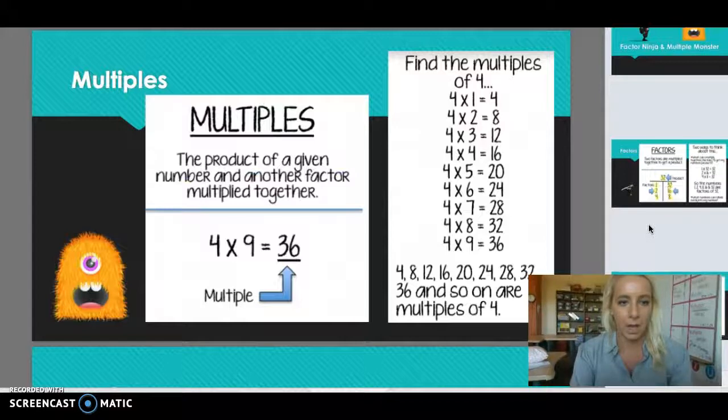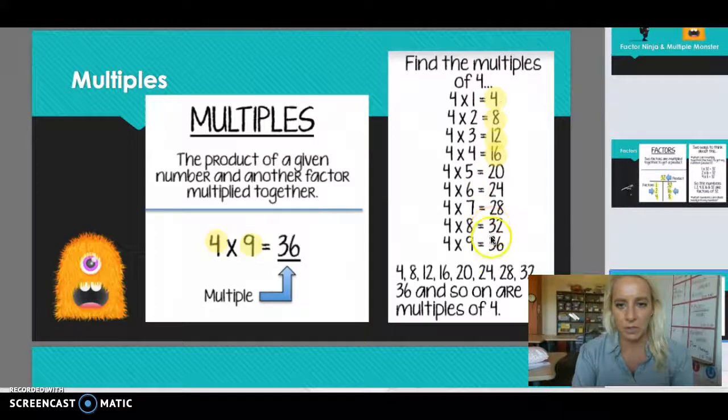The next thing we're going to look at are multiples. The multiples are the product of a given number and another factor multiplied together. So a multiple is if I do 4 times 9 and get 36. The multiples of 4 would be the products: 4, 8, 12, 16, so on and so forth. These are all of our multiples, because when I do 4 times another number, it gives me the product.